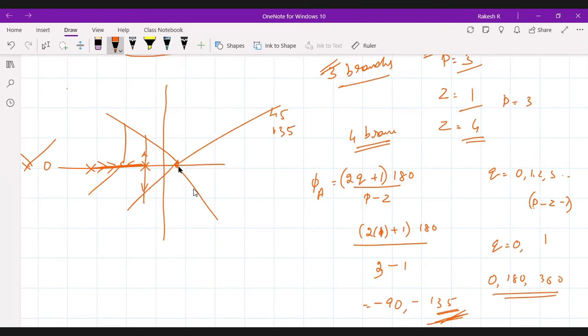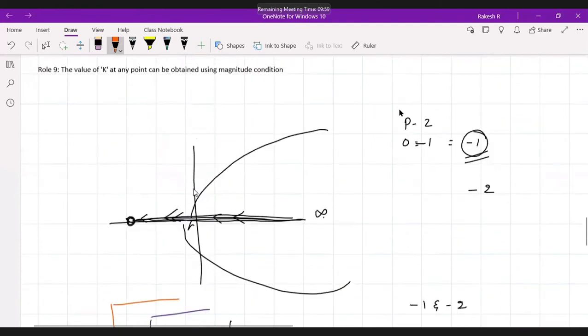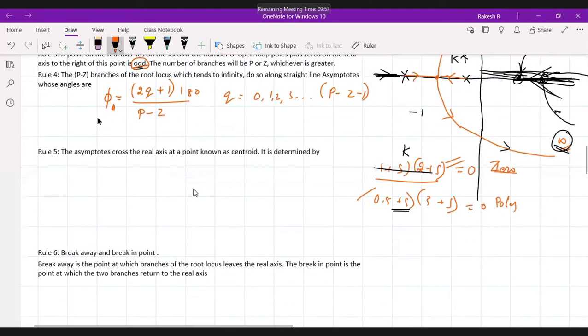That point is called the asymptote point. We need to find that point, and with respect to it, the root locus will be moving like this. You will understand this only when I start the numerical. So just remember this formula: (2q plus 1) into 180 divided by P minus Z. This is the formula to find the asymptote angle.